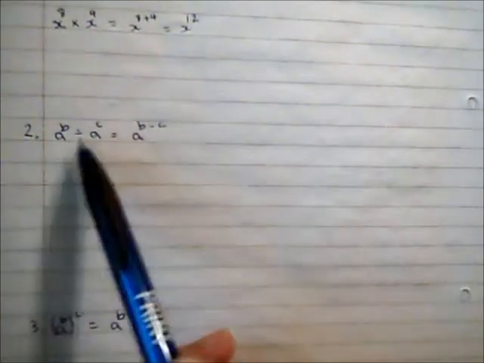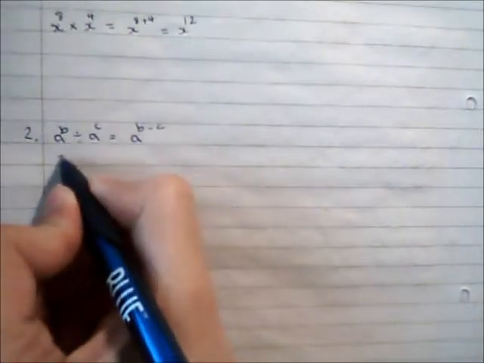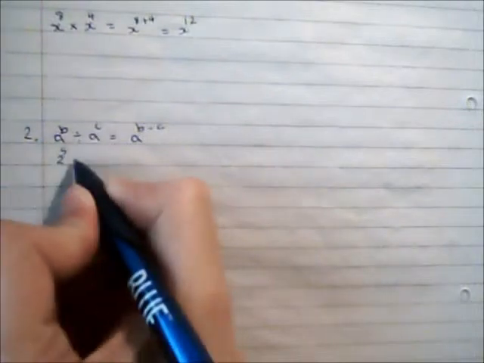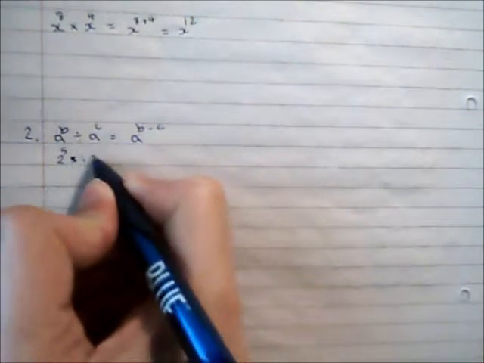Now this second rule is saying when we divide, we subtract the powers. And probably that's not too difficult to reason based on the fact that division is the opposite of multiplication, and so we've subtracted instead of added. But how can we show this is the case? Well, let's look at 2 to the power of 5 divided by 2 to the power of 3.